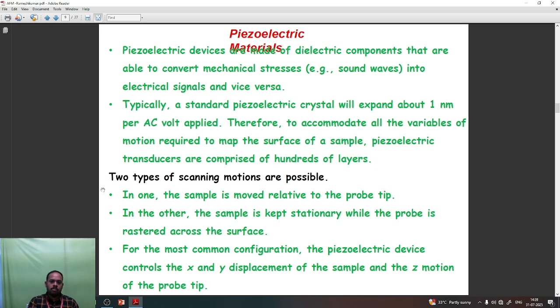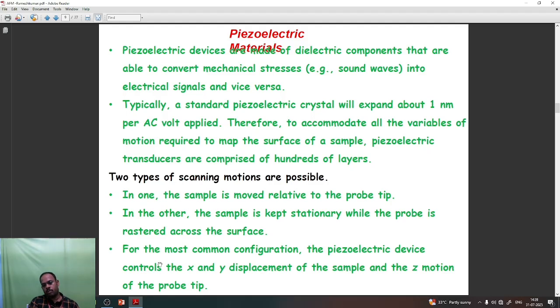So the rastering can be done in two ways. In one, the sample is moved relative to the probe tip. You can move the sample by keeping the probe at a fixed place, or the sample may be kept stationary while the probe is scanning or rastering through the sample surface. Either we can fix the probe tip or we can fix the sample surface; the other will be moving in order to scan and get the images.